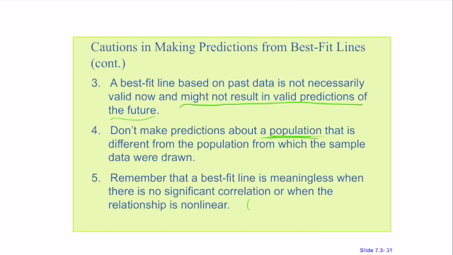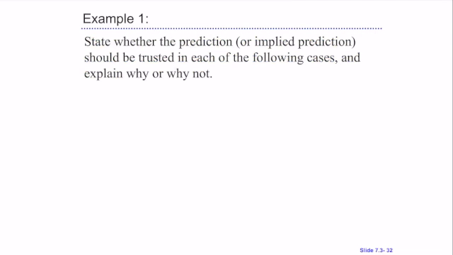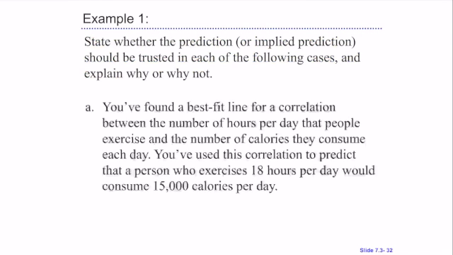Let's state whether the predictions should be trusted in each of the following cases and why or why not. You found the best fit line for the correlation between the number of hours per day that people exercise and the number of calories they consume each day. I've used this correlation to predict that a person who exercises 18 hours per day would consume 15,000 calories per day. What's the problem with this?